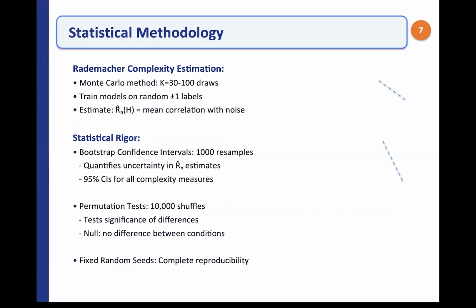To estimate Rademacher complexity, I use a Monte Carlo method: train 30 to 100 models on random plus or minus one labels and measure how well they fit pure noise. To quantify uncertainty, I use 1,000-sample bootstrap confidence intervals. To test differences, I use 10,000-sample permutation tests. All experiments use fixed random seeds, so they're fully reproducible.